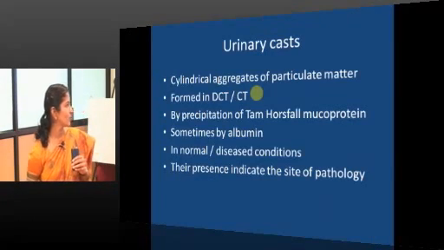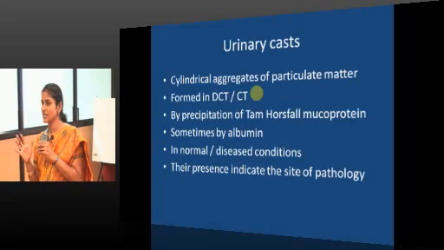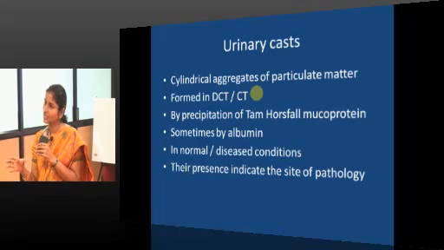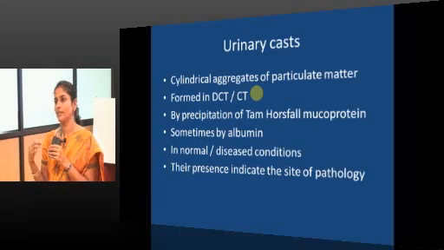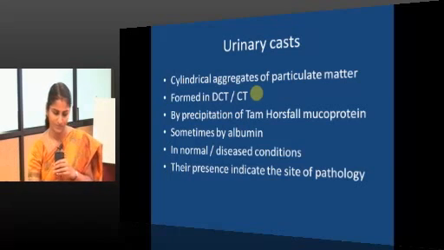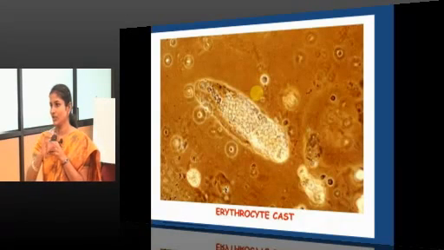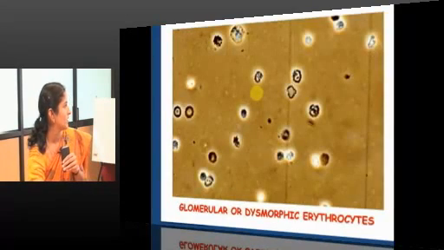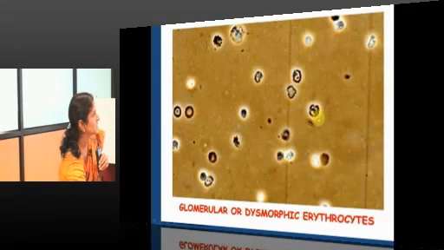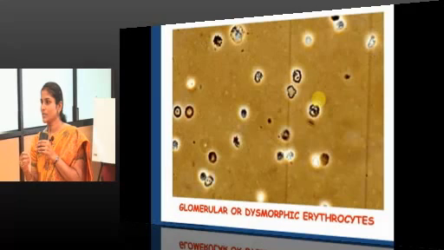Tamm-Horsfall protein: the presence of protein casts in urine does not mean the patient has disease. Casts can be present in both physiological and pathological conditions. What type of cast and the quantity is going to tell us the state of the patient. So, this is how you get to see a cast in the urine sediment. Here you can see the dysmorphic RBCs, where the normal morphology of the RBC is altered.